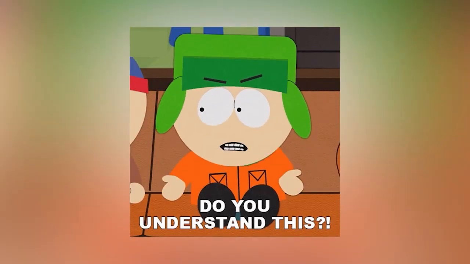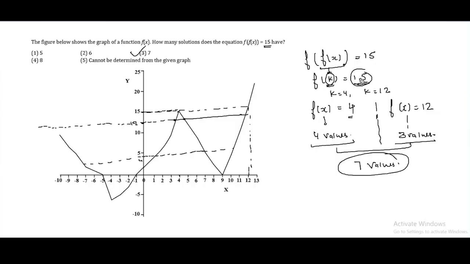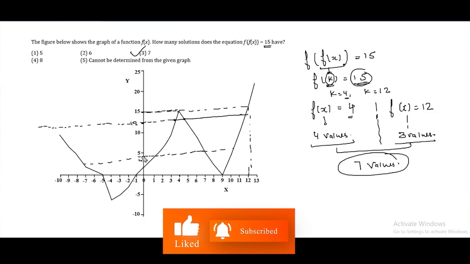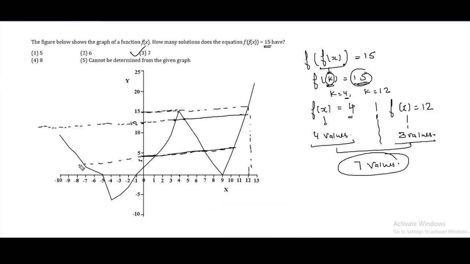So we replace f of x with k. We checked at which value of k it is 15. So 15 was at 4 and 15 was at 12. Then we again check for which value of x it is 4. So the y value is 4 at somewhere at this value, at this value, at this value, and somewhere here. So at 4 values of x, y is coming out to be 4. And similarly 12, there are 3 occasions, 1, 2 and 3. So total 7 values. This is a good question.